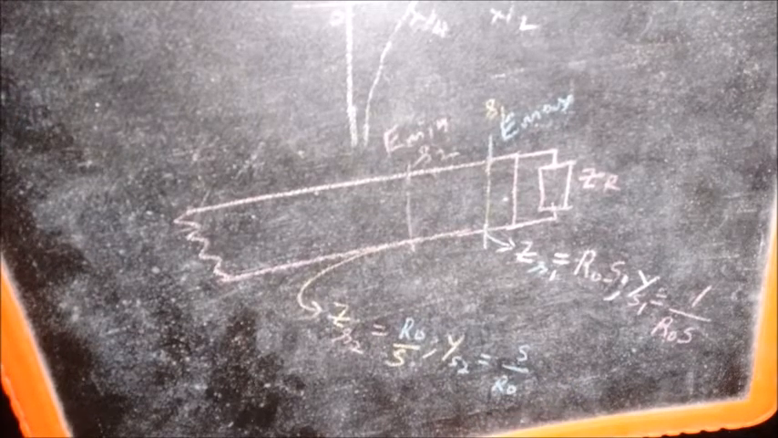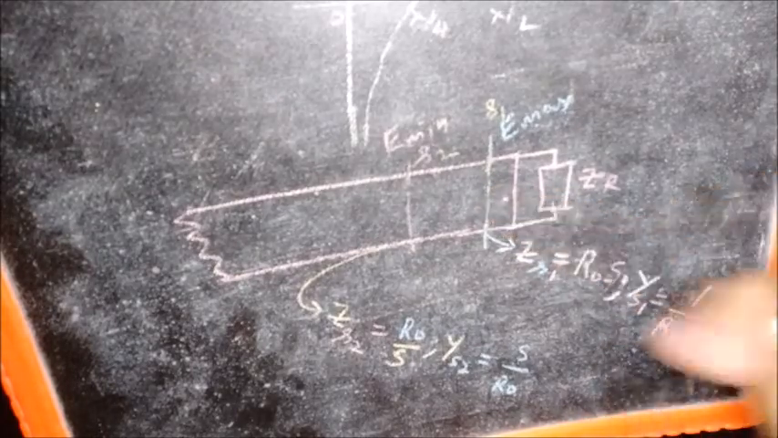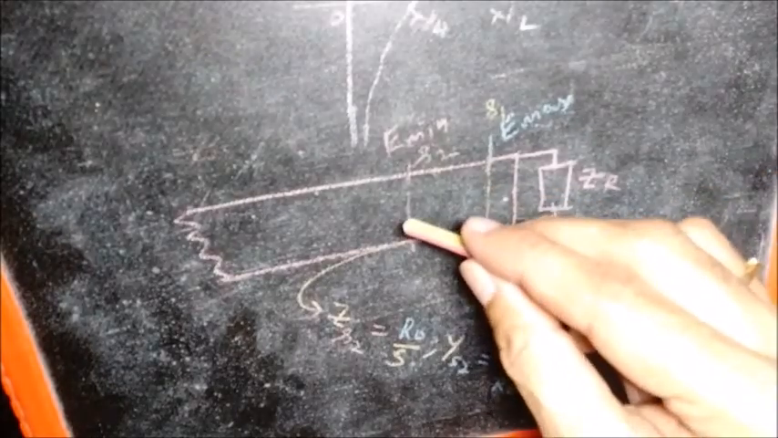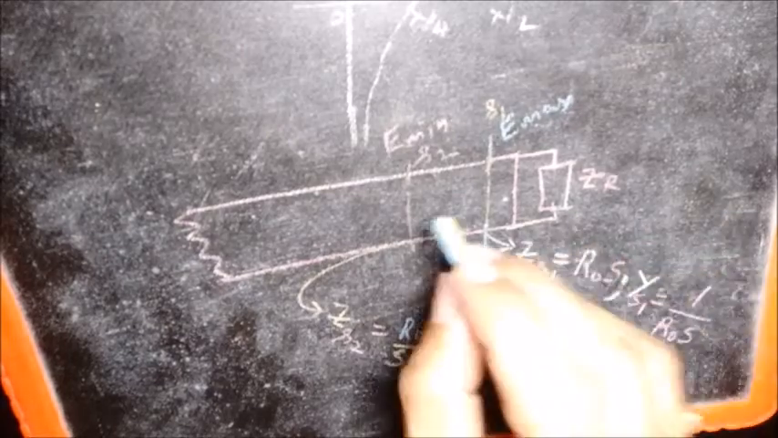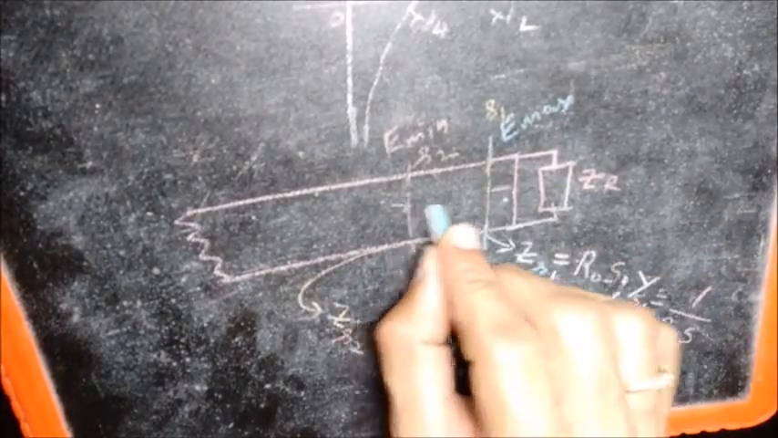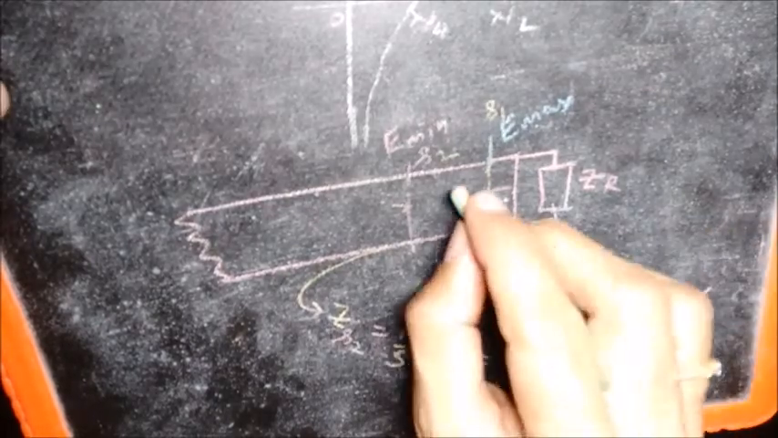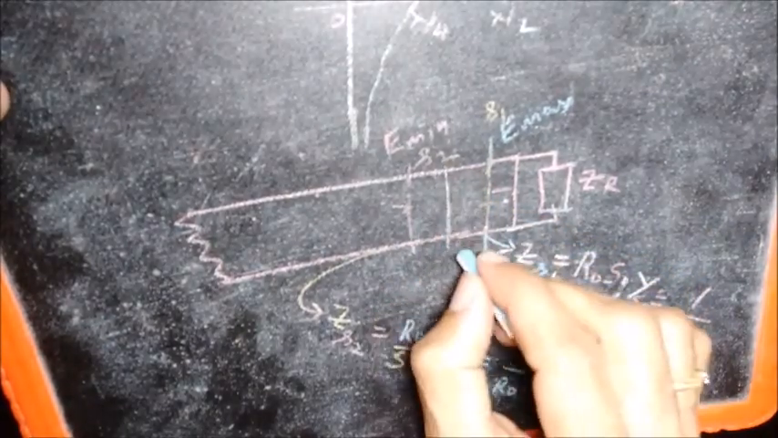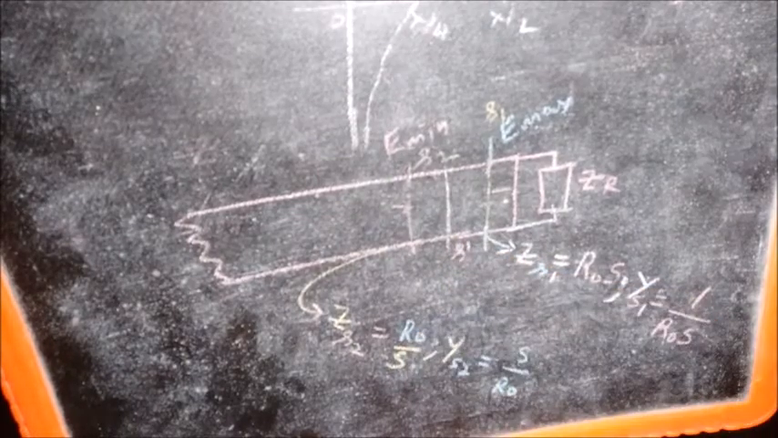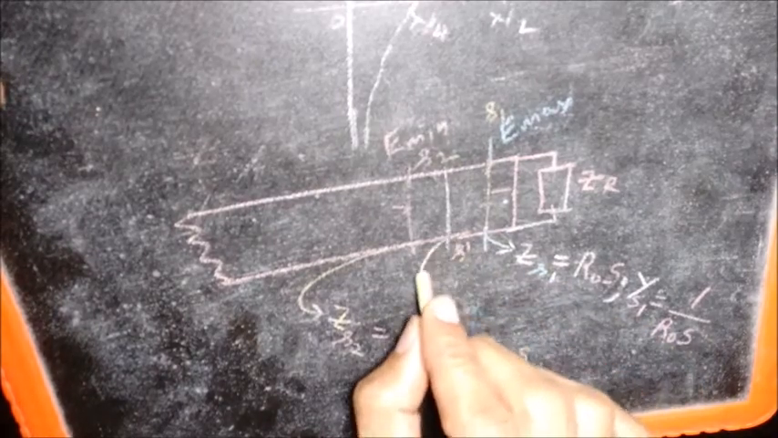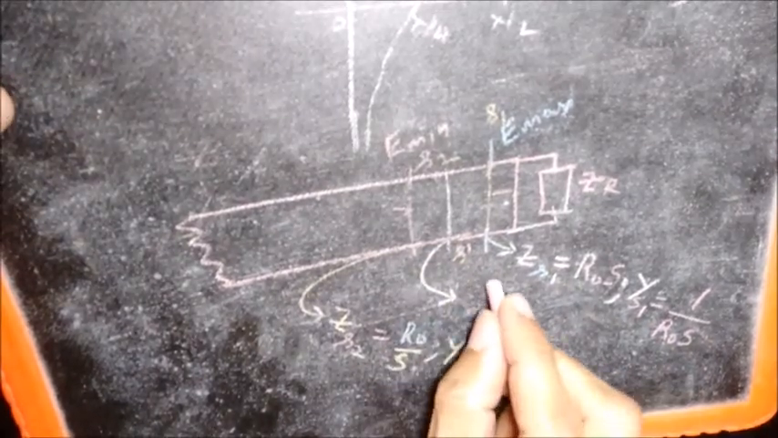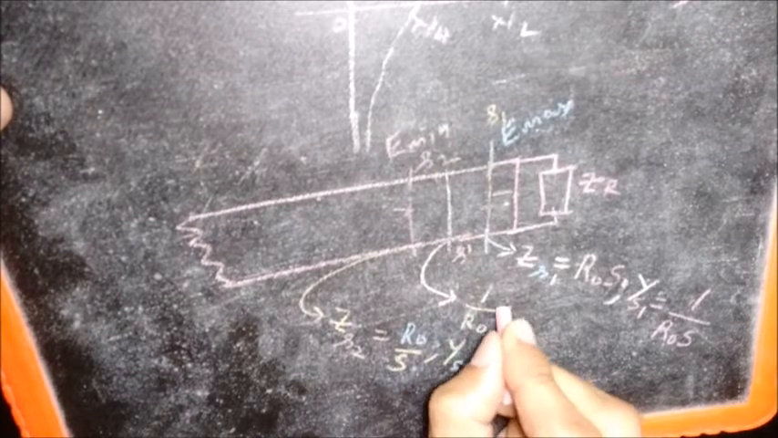So you can see that the conductance is 1 by R0 S here, and it is S by R0 here. Now what it means is that somewhere in the middle, we will have a particular S, say S dash, somewhere here. It can be anywhere between these two, wherein the admittance will be 1 by R naught plus or minus JB.